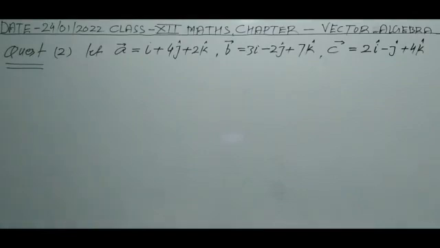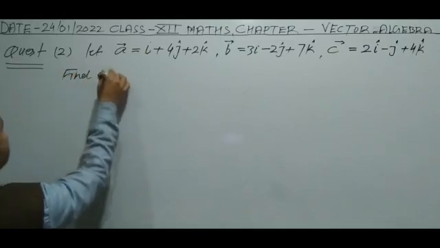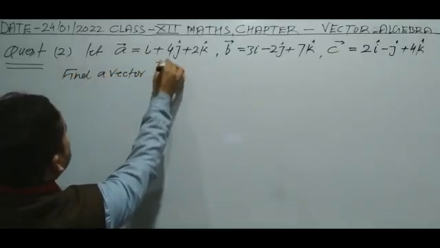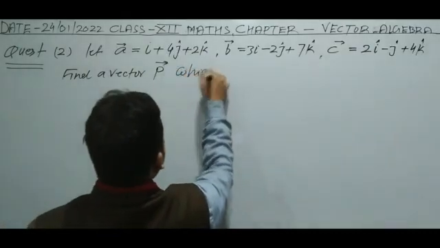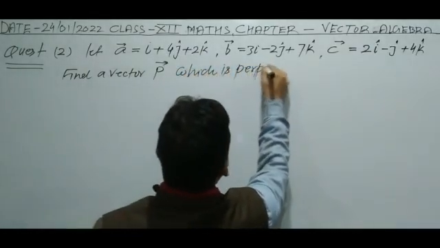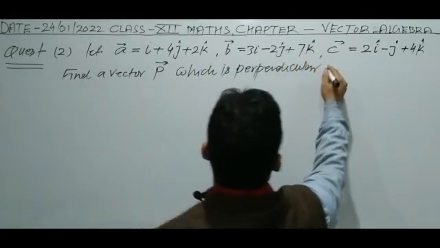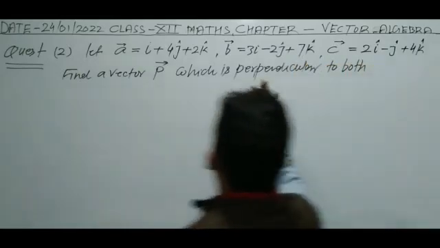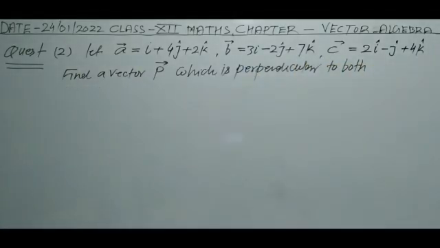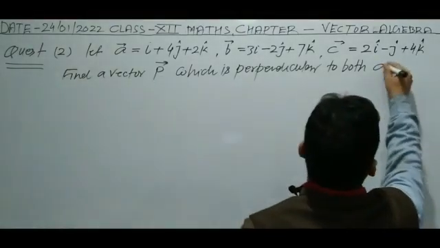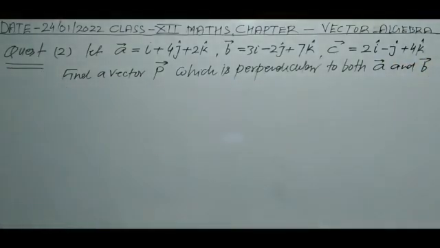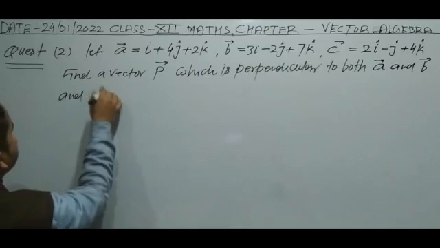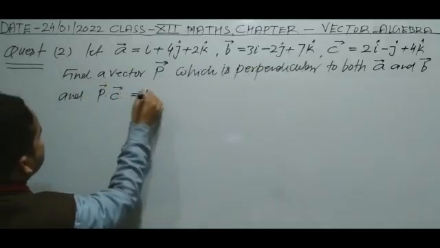We have to find a vector p which is perpendicular to both vector a and vector b, and p dot c vector is equal to 18. This is given.